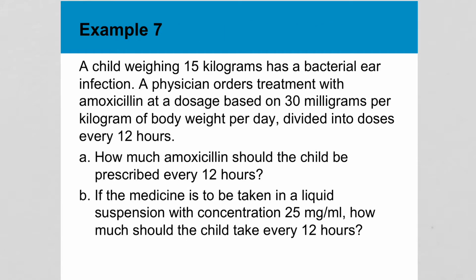Example 7, our last example, says a child weighing 15 kilograms has a bacterial ear infection. A physician orders treatment with amoxicillin at a dosage based on 30 milligrams per kilogram of body weight per day, divided into doses every 12 hours, so twice a day. How much amoxicillin should the child be prescribed every 12 hours?